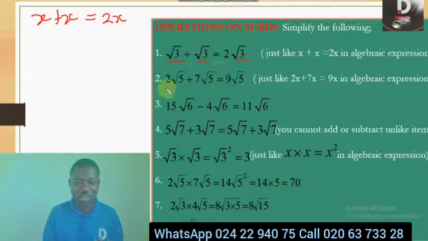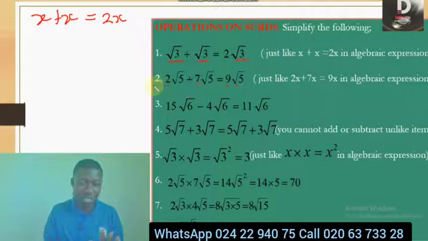So simple. Good. So 2 root 5 plus 7 root 5. That means 2 plus what? 7. What is the answer? 9 root 5. That means something like 9x. So they are like terms. You can add and subtract them just as we did for algebra.